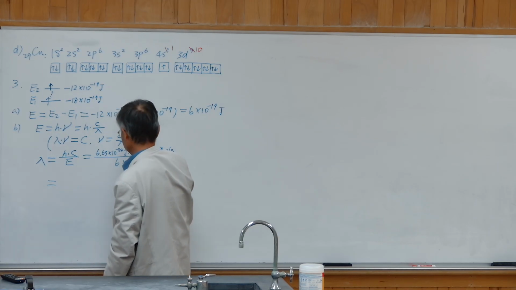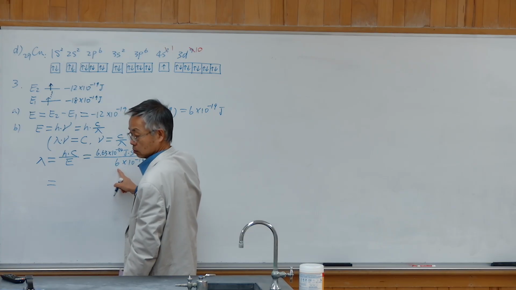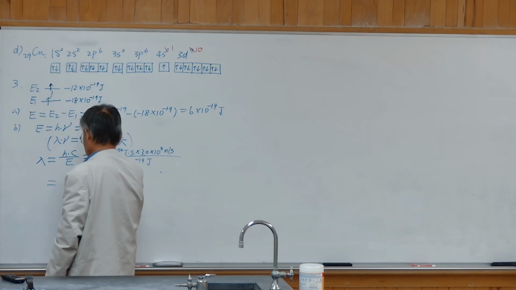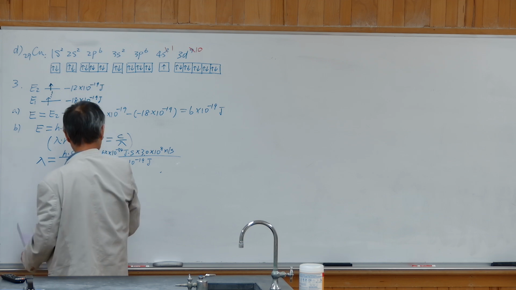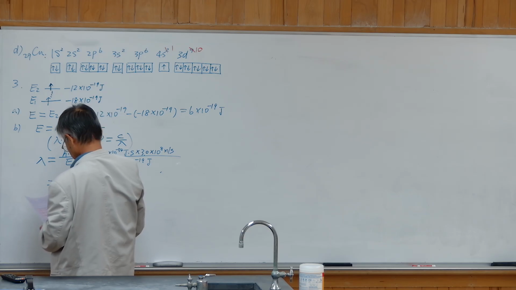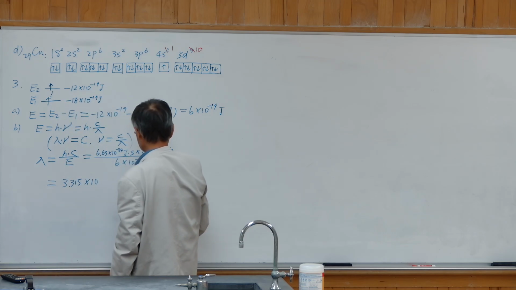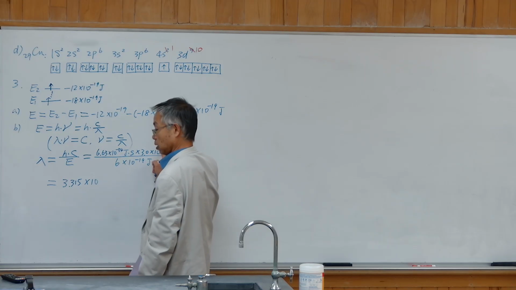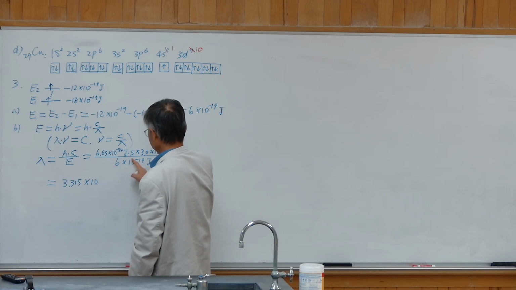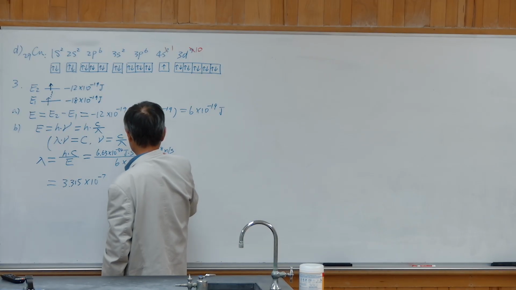So use the calculator to figure out 6.63 times 3 divided by 6. This is very easy. The answer will be 3.351 times... Exponents, don't put them in the calculator. For exponents, multiplication is plus and division is minus, right? So negative 34 plus 8 minus negative 19 together will be negative 7. The unit is meter.